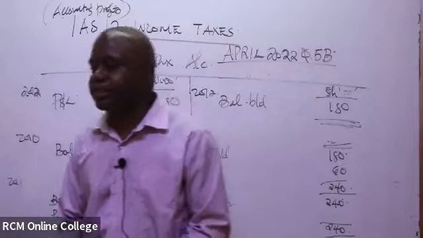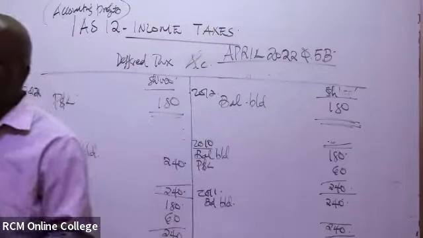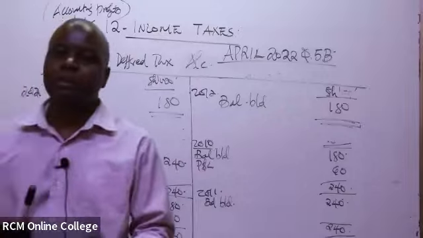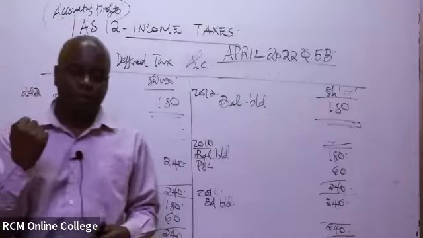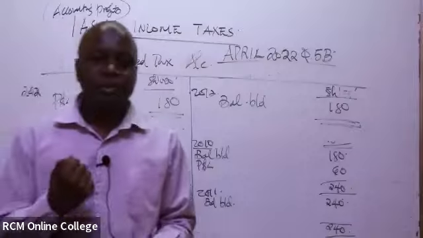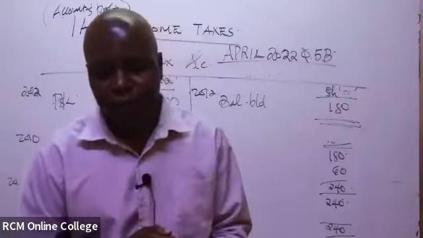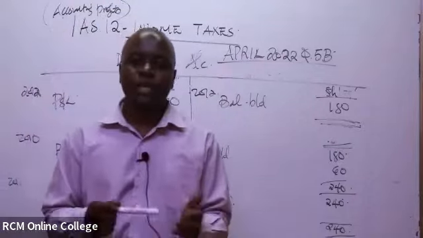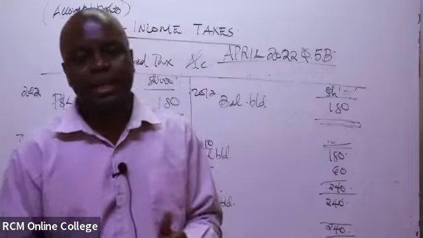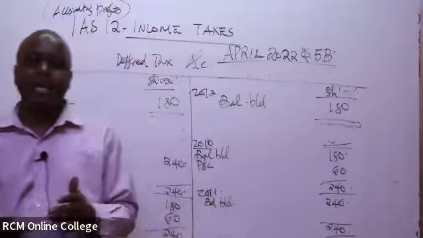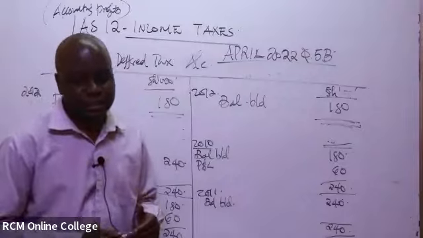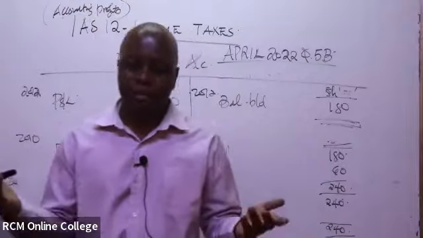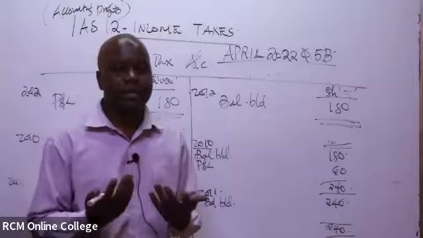We say that in double entry, when one account is debited, there's another one having to be credited. It is the rule of thumb. When you debit the P&L account or the income statement account, that is an expense. You always debit all the expenses in the P&L account. You credit all the incomes in the P&L account. It is just the rule of thumb. There's nothing you can change about it. All incomes are credited in the income statement.